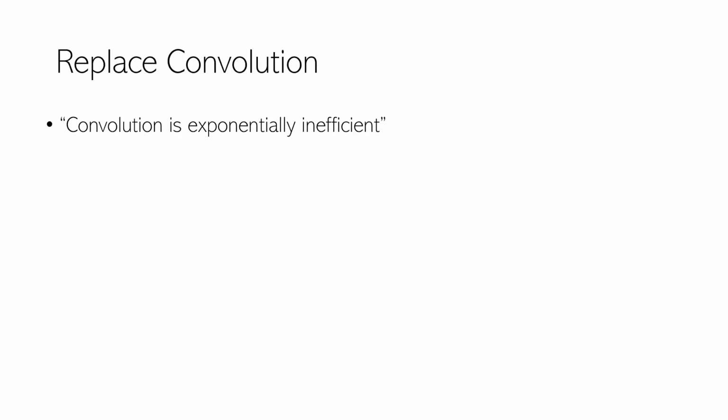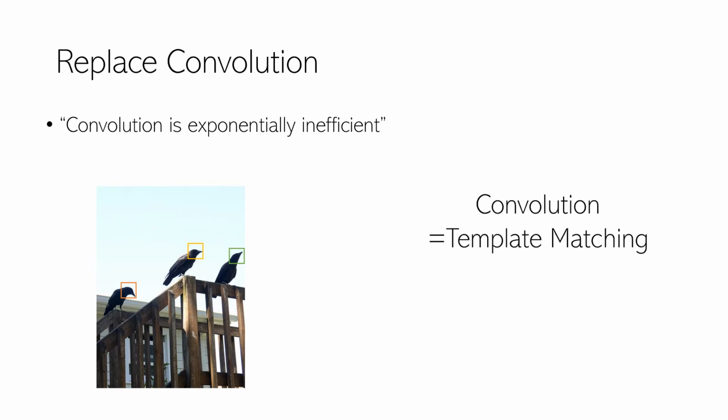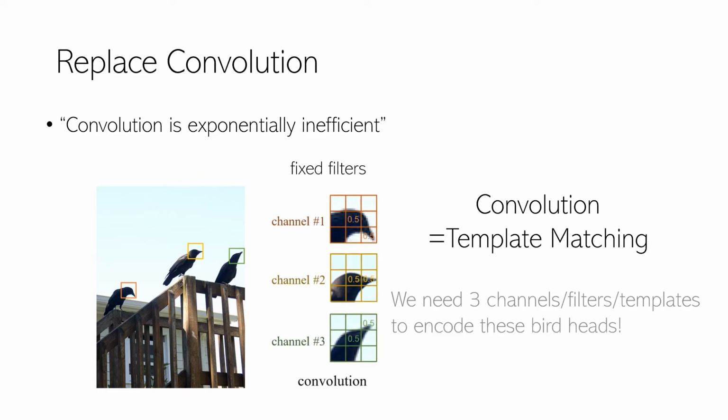Another issue of the convolution layer is its theoretical inefficiency. Please see this image. There are 3 boards with slightly different head poses. The convolution layer plays a template matching. It uses fixed filters across all image positions. It needs 3 channels to encode these 3 board heads, which is inefficient.